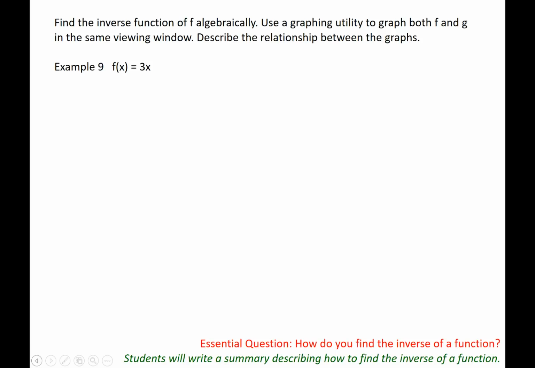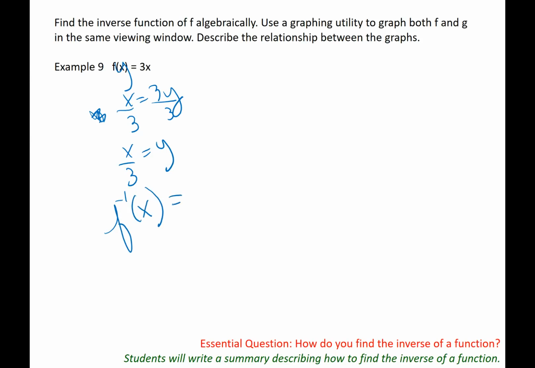Okay, so first I'm going to start just like I did yesterday. I'm going to make that y, and I'm going to switch the x and the y. So x equals 3y. And to get y by itself, I would divide by 3. So x over 3 equals y. Then I would rewrite it in function notation. So instead of y, we're going to write f inverse of x equals 1/3 x, or x over 3 is fine. This is probably better for the graphing part of it.